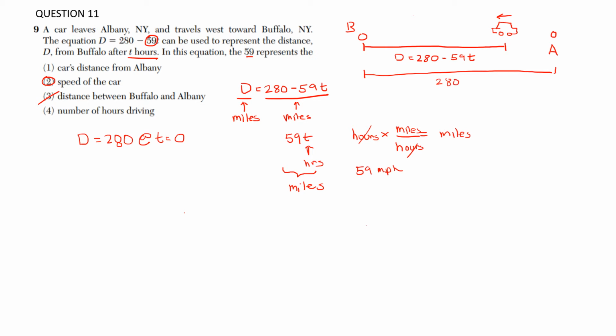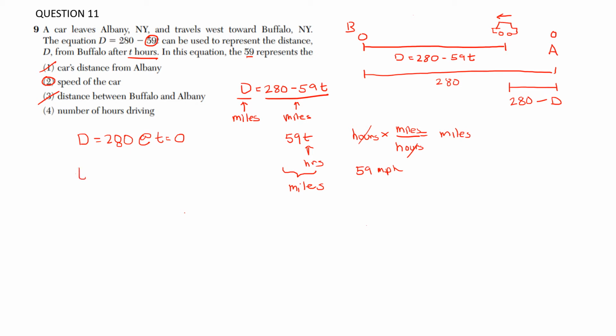So answer choice 1 is the car's distance from Albany, which is this distance over here. To get that, we can simply take the entire distance and subtract d from it, right? But that definitely isn't 59. And finally, we have the number of hours driving, which is when d equals 0, right? When the distance between the car and Buffalo is 0.